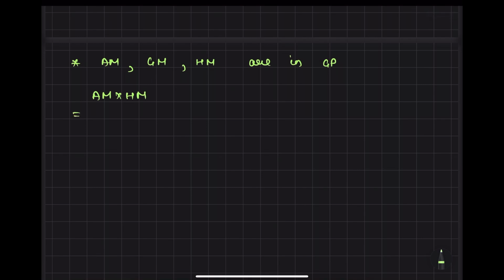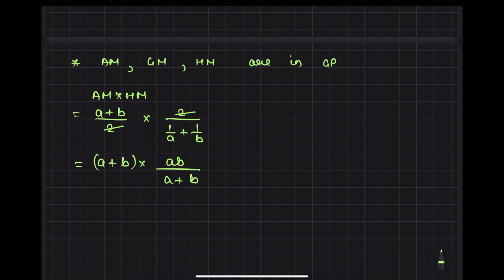So what is the arithmetic mean? Suppose there are two elements a and b. The arithmetic mean will become a plus b by 2, and here we should have the product with the harmonic mean. Now we want the harmonic mean. The harmonic mean will become 2 by 1 by a plus 1 by b. Now let's do the simplification. This thing is gone. So we have a plus b times, in the numerator you will have a and b, and then the denominator will have a plus b.